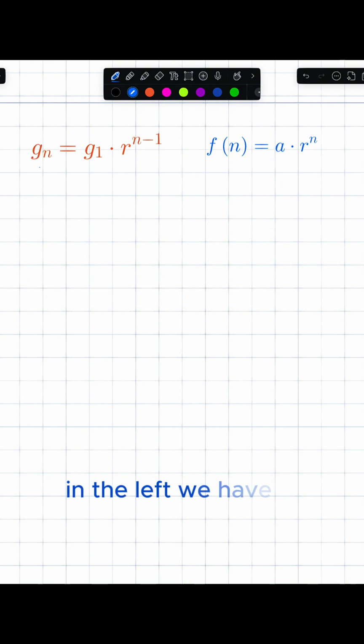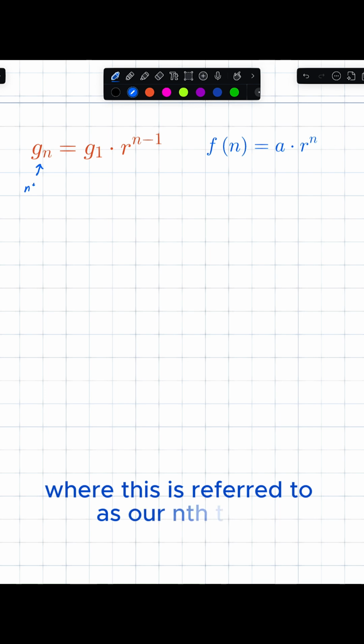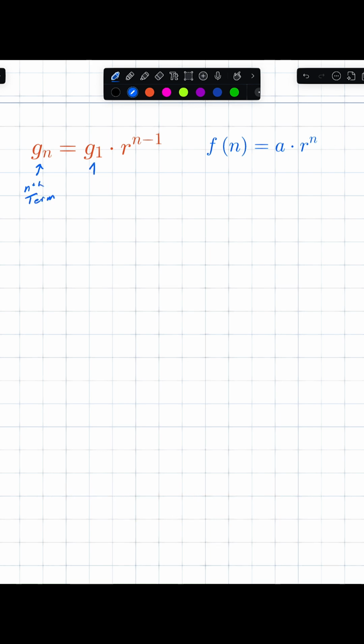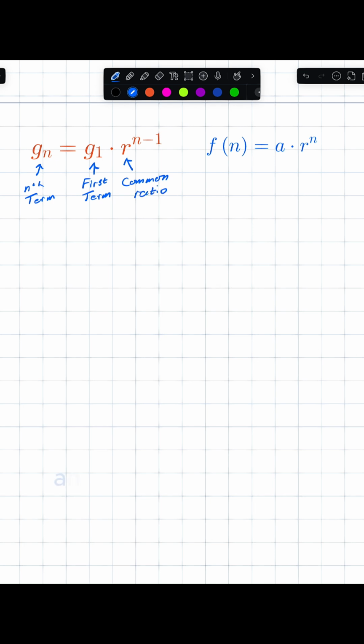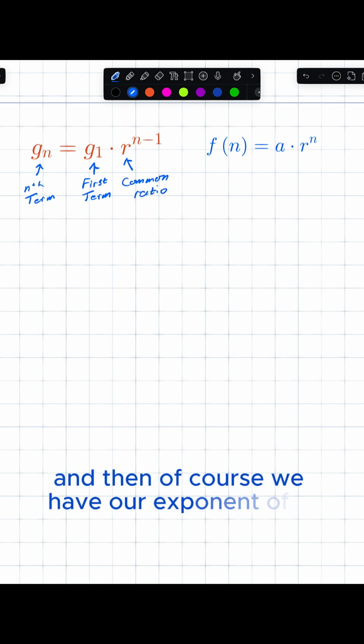On the left, we have a geometric sequence, where this is referred to as our nth term. G sub 1 is our first term. R is denoted as our common ratio. And then, of course, we have our exponent of n minus 1.